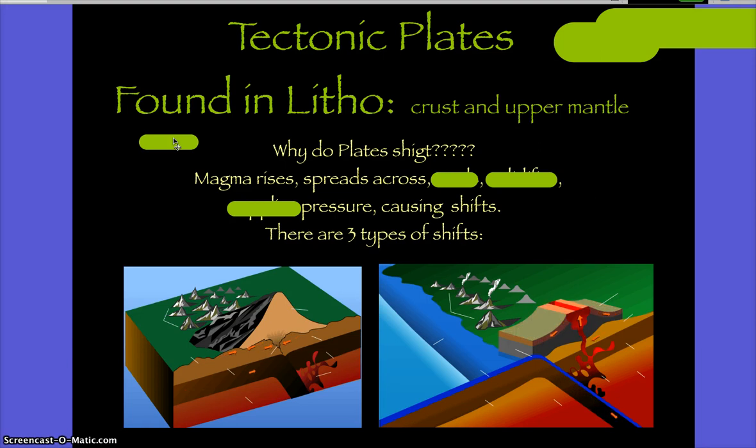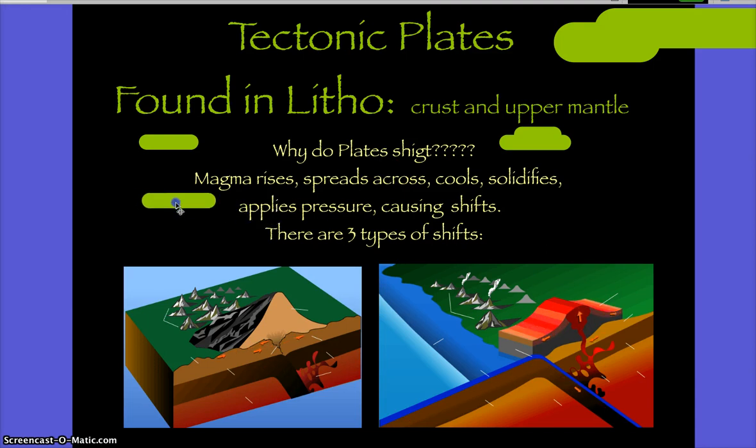The magma will flow. First it rises, and then it's going to spread across and flow like a river. What do we call this river of flowing magma? The asthenosphere. When magma, that super hot liquid rock, spreads across, what happens? Good. It solidifies because it's going to cool. Heat, when it spreads apart, cools, so it's going to solidify. This solid rock now is going to apply pressure to the plates, and it's going to cause them to shift.